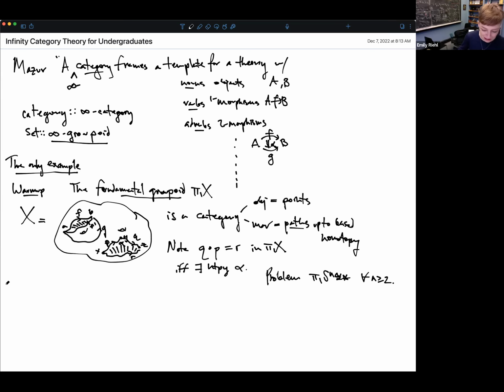And that's where the fundamental infinity groupoid comes in. So now I'm back to giving the only example of an infinity groupoid. The fundamental infinity groupoid.